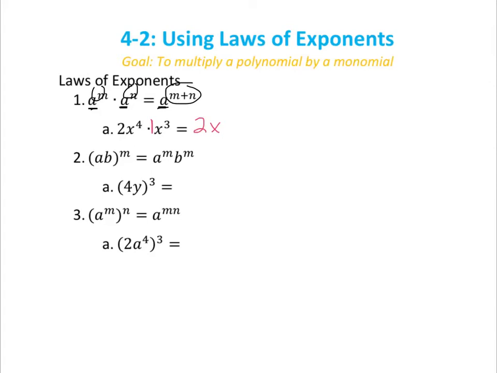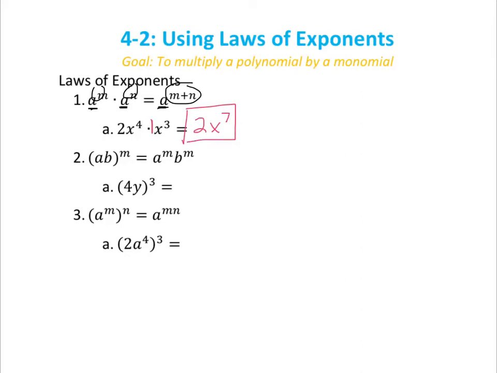Now, x to the fourth times x to the third is x to the seventh. So we add our exponents. You don't multiply them, you add them. So the answer to this would be 2x to the seventh.